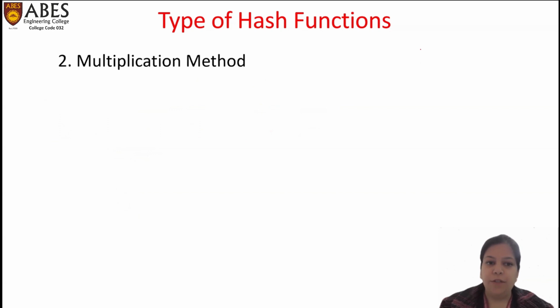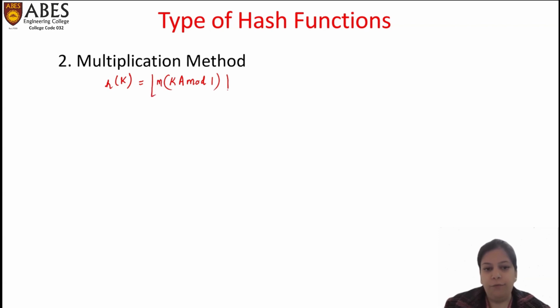The second type of hash function is the multiplication method. In the multiplication method, the hash value, represented by h(k), is computed by multiplying the key value with a constant, and then we take the mod of it by 1, and then we multiply this value with the table size, and then we take the floor. This is called the multiplication method.